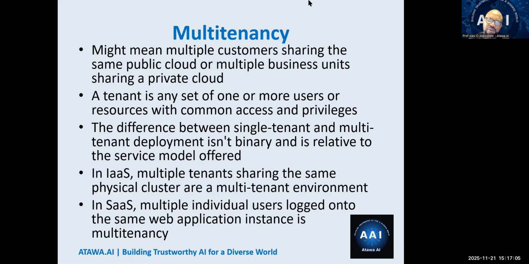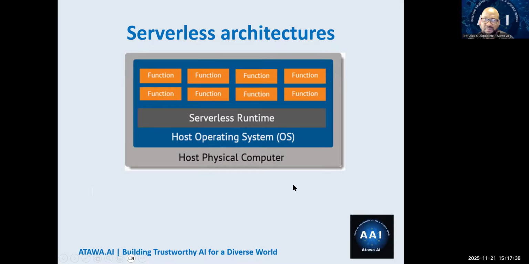So with this now, the whole idea is, what is the definition of the word multi-tenancy? It just means I can have an apartment, and inside my apartment, I have multiple people renting, right? So it's not binary. Like in IaaS, multiple tenants may be sharing the same physical cluster. In SaaS, multiple individuals logged onto the same web application is multi-tenancy, like everybody using Outlook or using, say, some accounting software. That would be the definition of multi-tenancy, right?